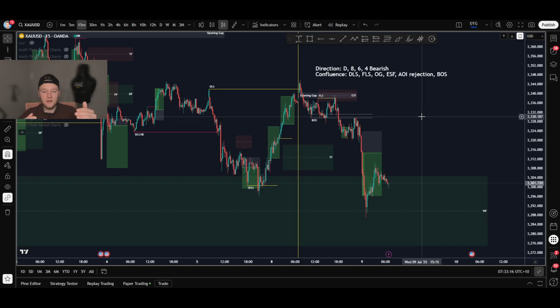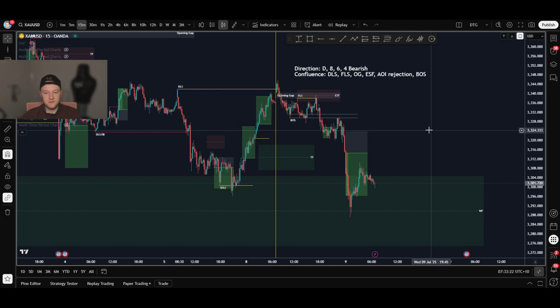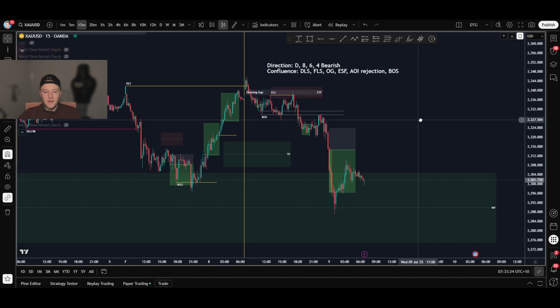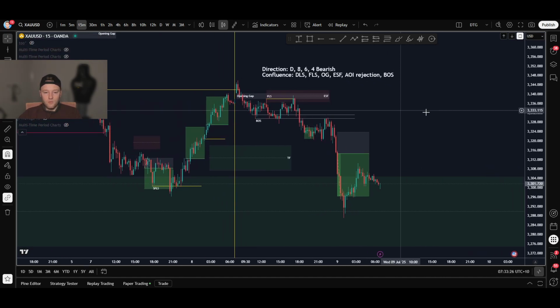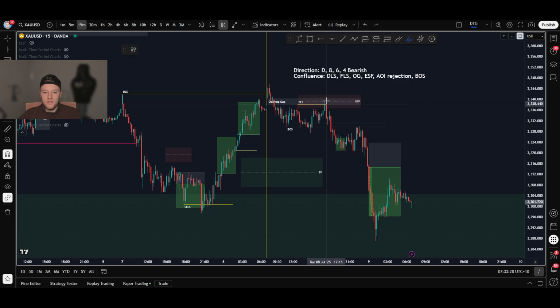And you can learn about all these levels within the academy. So again, do not worry. Once you join us, you're going to know exactly what all this means. So don't stress it. But again, we came up, grabbed more liquidity here from the FLS.